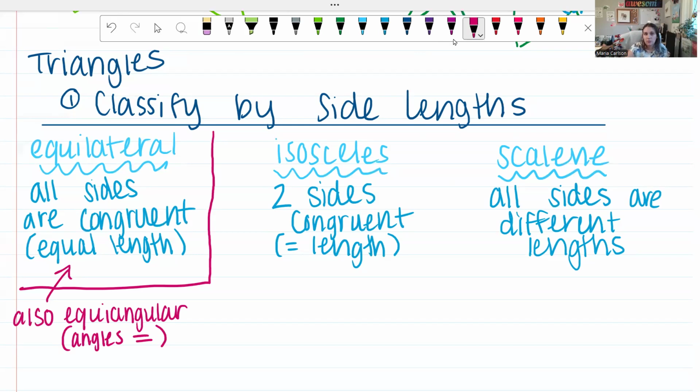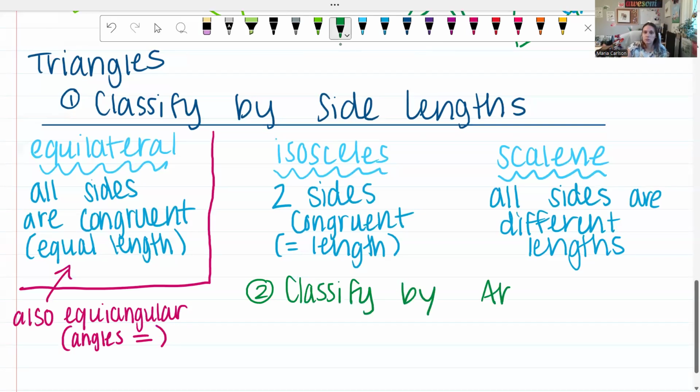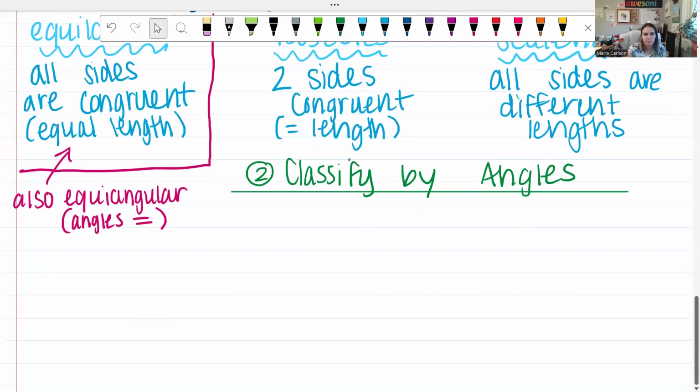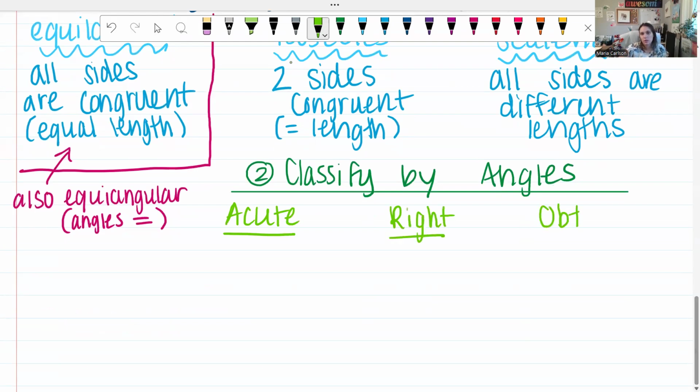But if it's not equilateral, and we want to now classify by our angles, we're going to look at the different angle measures that we have. So classify by angles. And we have, again, three main possibilities. Our triangle could be an acute triangle based on the angles. It could be a right triangle based on the angles, or it could be an obtuse triangle based on the angles.